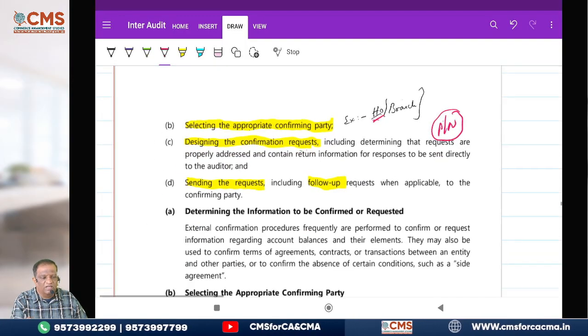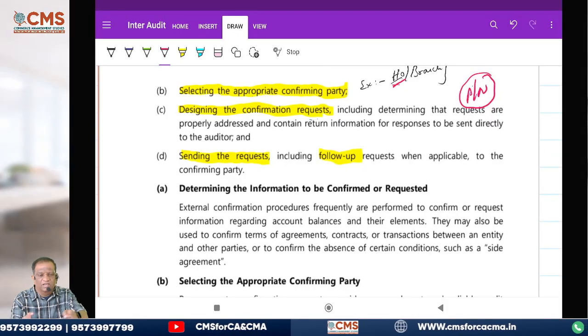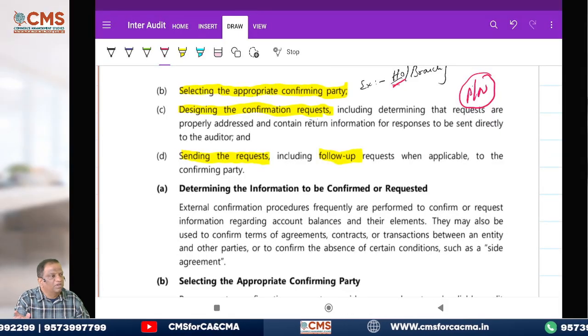Then the second one, who is the appropriate authority? Because when you say company, here it is simple. Take the confirmation from third parties.